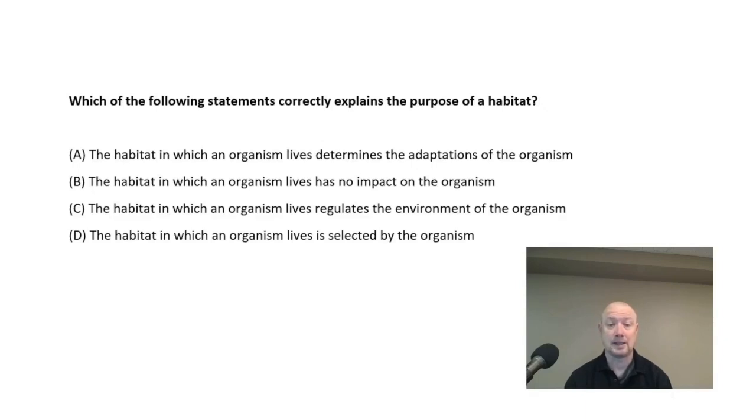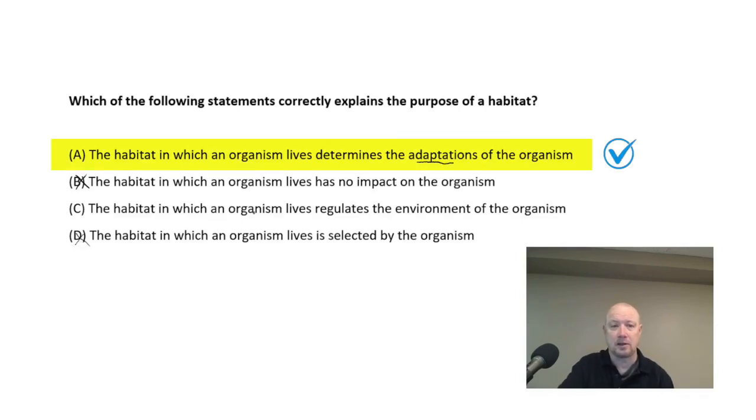All right, so let's eliminate some choices here. Choice B, the habitat in which an organism lives has no impact on the organism. Well, it has a huge impact on it. I'm going to eliminate choice B. Choice D, the habitat in which an organism lives is selected by the organism. Well, that's not necessarily true. An organism can't control, in a lot of cases, where it lives. So it has to adapt, and that's what we're looking for here. So the organism is going to have to adapt to its environment over time. So the correct answer in this case here is choice A.